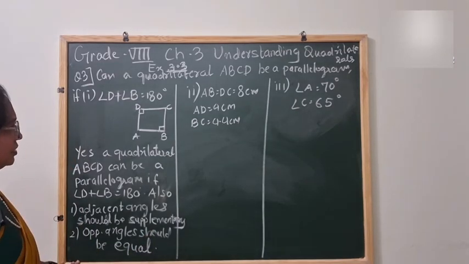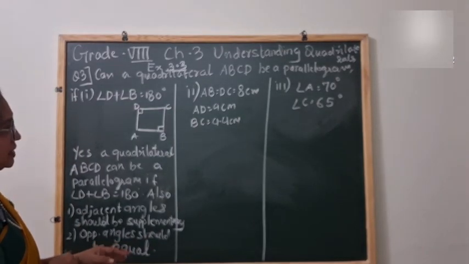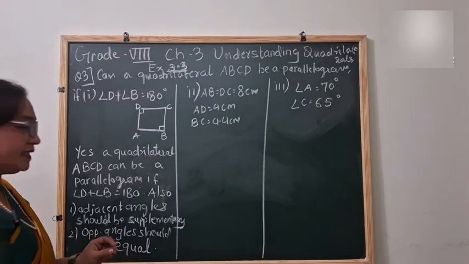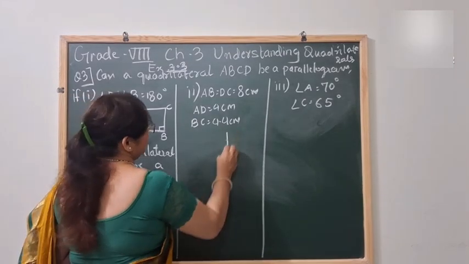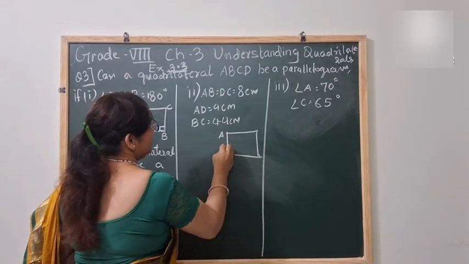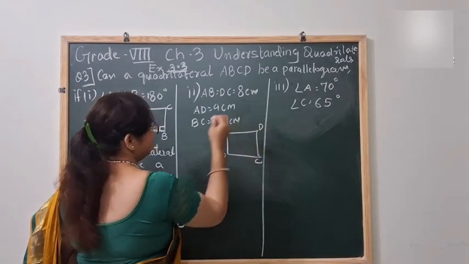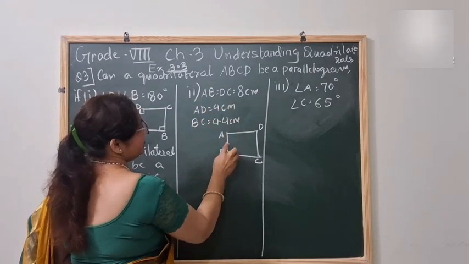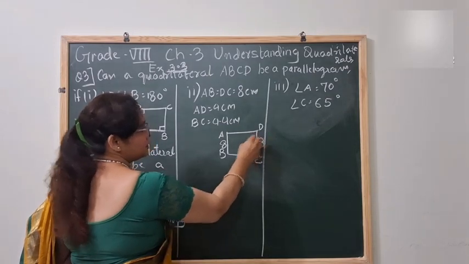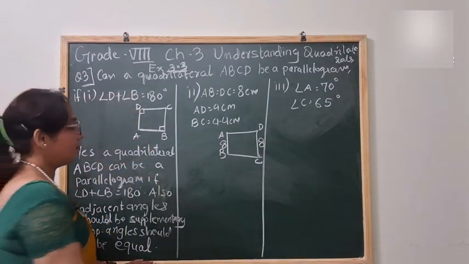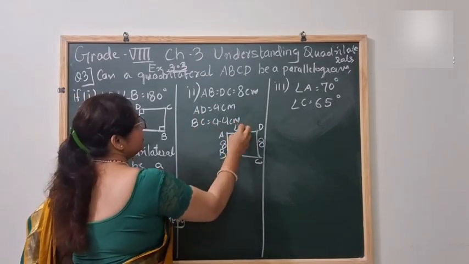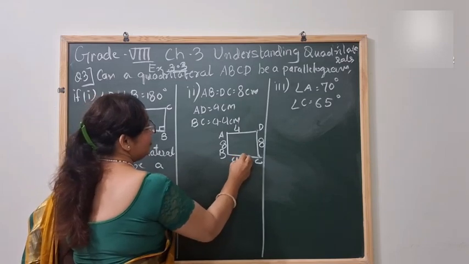Now the next situation: AB is equal to DC is 8 cm, AD is 4 cm and BC is 4.4 cm. So let us just check. Let us draw any quadrilateral, A, B, C, D. Here AB and DC are the same, 8 cm each. Whereas AD is 4 cm and BC is 4.4 cm.